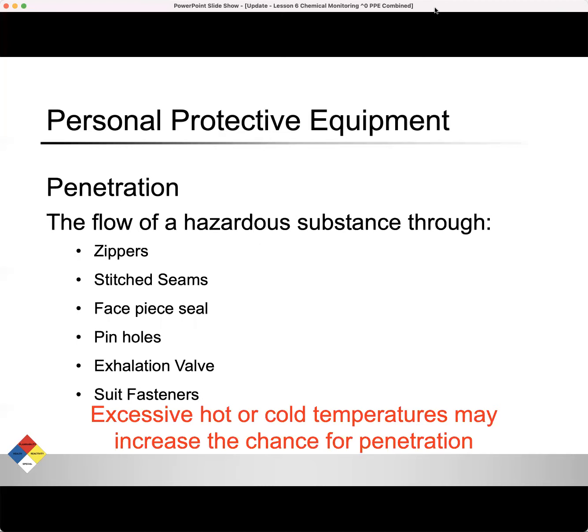Then there's penetration. This is the flow of a hazardous substance through parts of the suit, such as zippers, stitched seams, your face piece seal, pinholes, the exhalation valve, or suit fasteners. Excess of hot or cold temperatures may increase the chance for penetration. So penetration is different than permeation. Permeation happens at the molecular level. Penetration does not. Penetration is when there is an opening in the suit material and the chemical gets through.